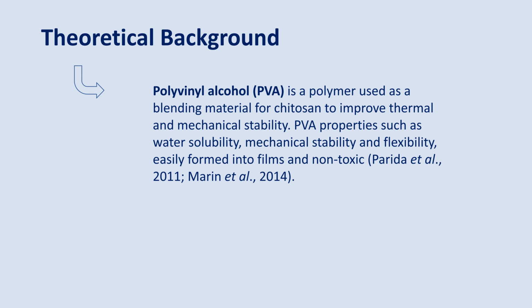And the first one is PVA, which is the main compound that we will use in this experiment. So, what is PVA? PVA is kind of polymer used as a blending material for chitosan to improve thermal and mechanical stability. The PVA properties such as water solubility, mechanical stability, and flexibility are easily formed into films and non-toxic from the Journal of Parida et al. 2011 and Marina et al. 2014.